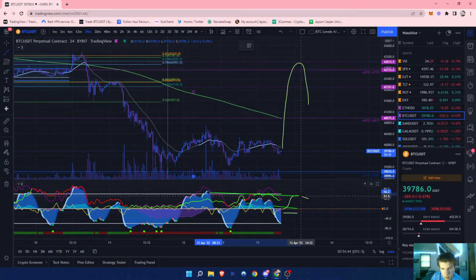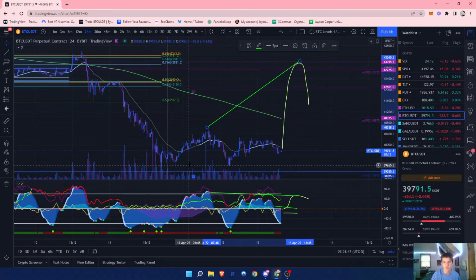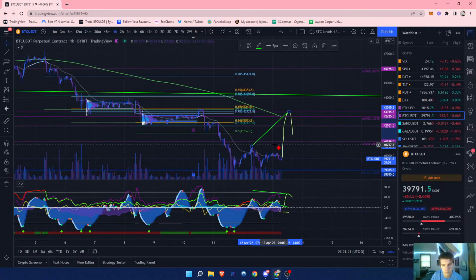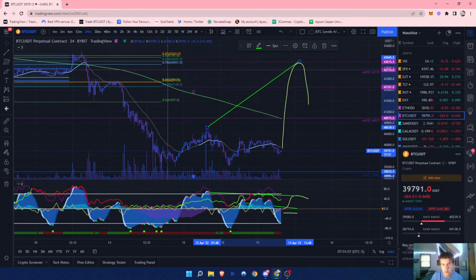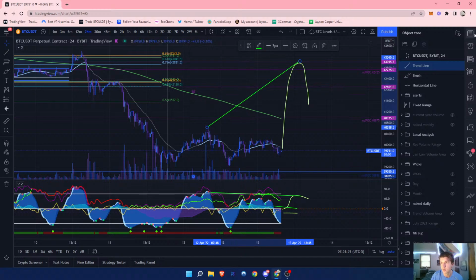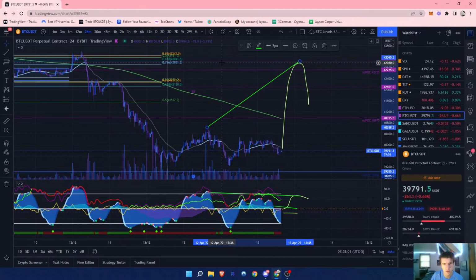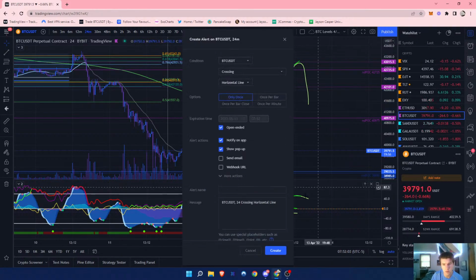So it looked like that kind of, just mapping out with price action too, just like that. Yeah, that would make for a nice divergence. So I'm going to add an alert on that one.